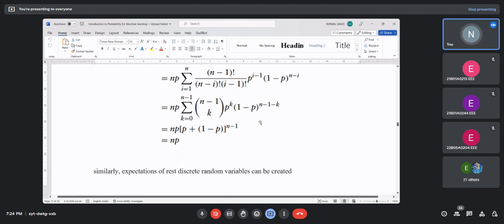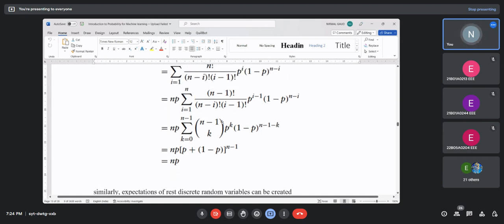So here you can again re-simplify the expression in the form of (n minus 1) choose k, p to the power k, (1 minus p) to the power n minus 1 minus k. So it will be like this only. It will later be reduced to (p plus 1 minus p) to the power n minus 1. Finally you are going to get the result as np.